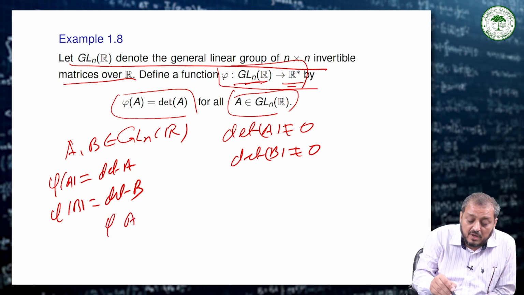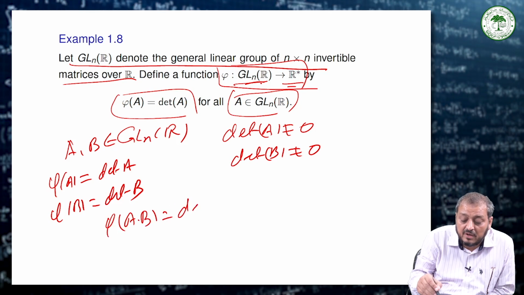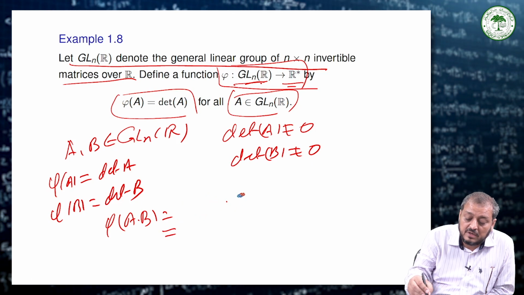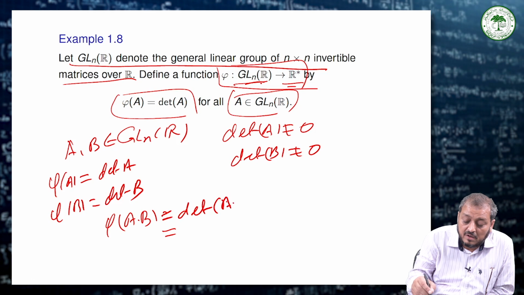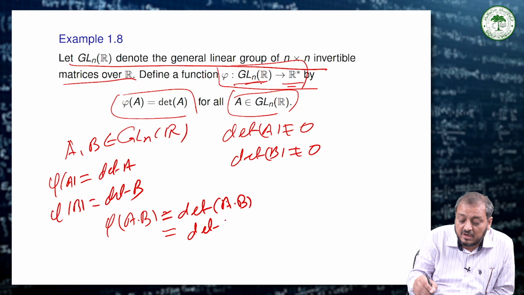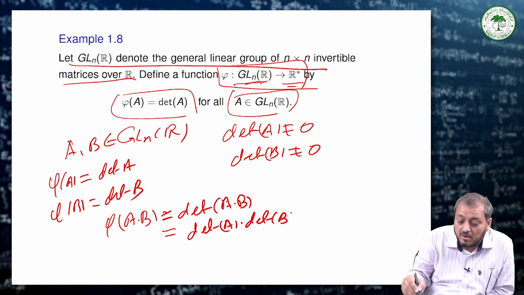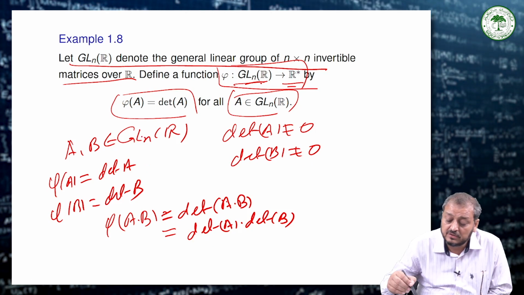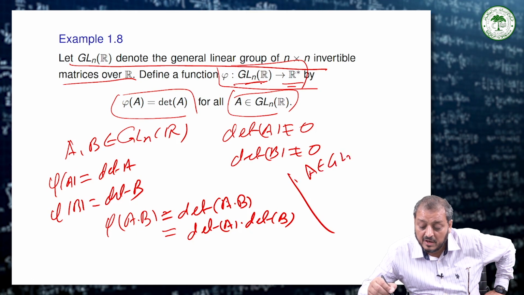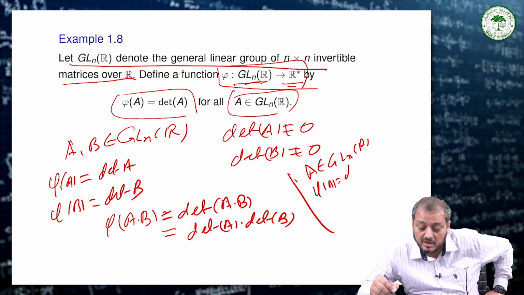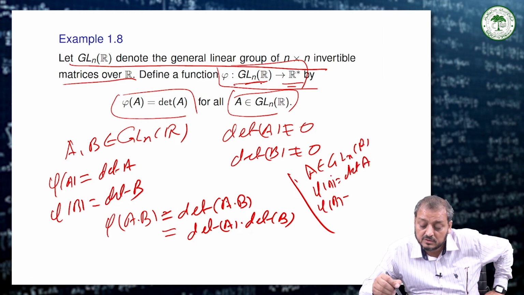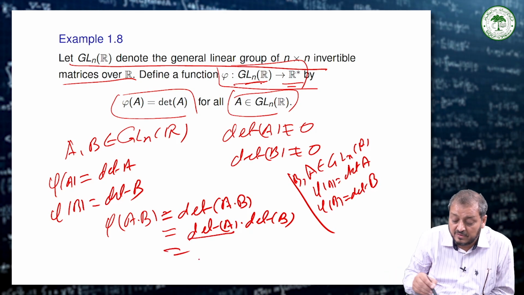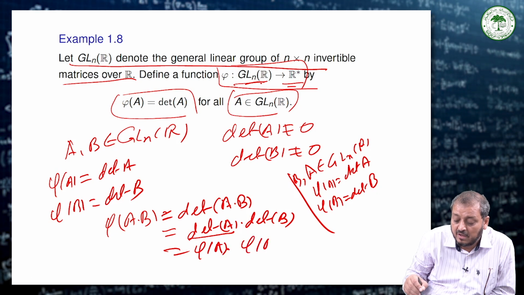So we take phi of A times B, and this can be written as the determinant of A times B. By the property of determinants, we can write the determinant of A times B as the determinant of A times the determinant of B. Since A and B are elements of GL_n(R), by the definition phi of A is the determinant of A, and phi of B is the determinant of B. So this is phi of A times phi of B.